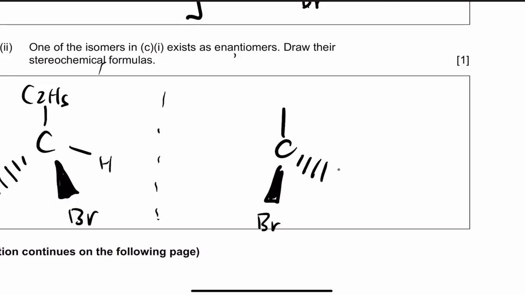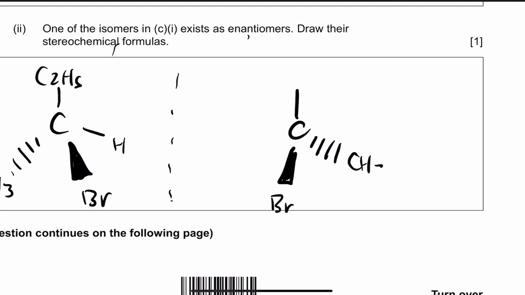So our Br is still here. Our CH3 is here, not here. Our H is not here. And our C2H5 is not here.